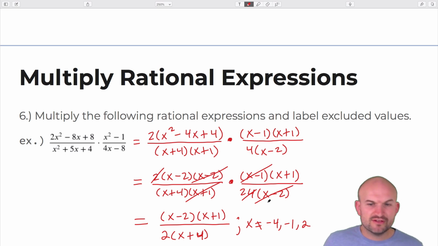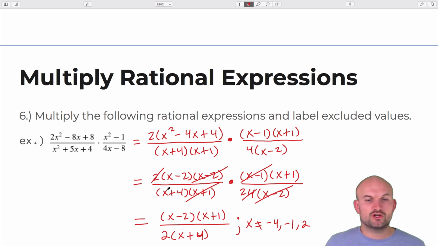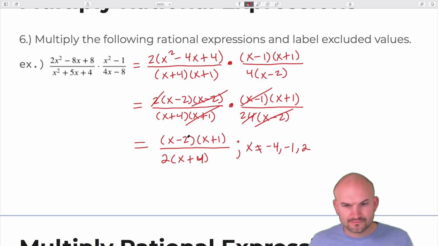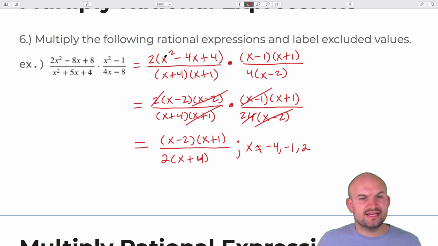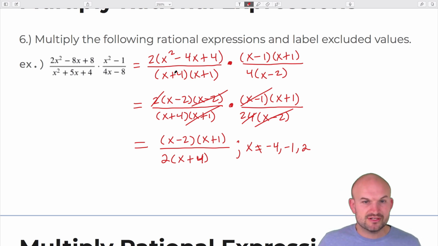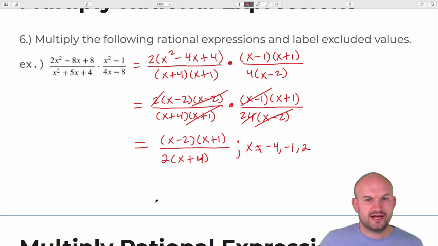You can see the 2 and the 4, everything is separated by multiplication. I know inside they're separated by addition and subtraction. That's why you can't divide out these x's. But the quantities, you can divide across multiplication because the quantities are separated by multiplication. Also notice all these values that could be 0 in the denominators: -4, -1, and +2. Remember that 4 is just a scalar, so that doesn't get divided out.